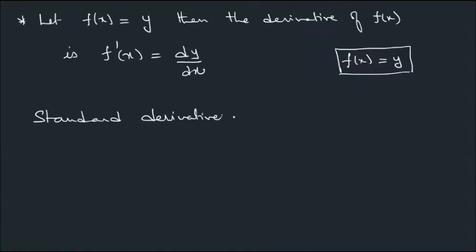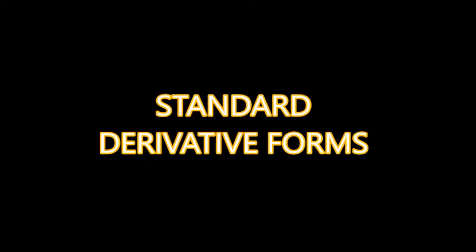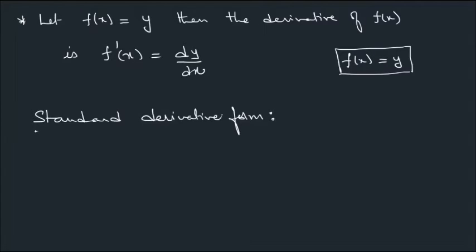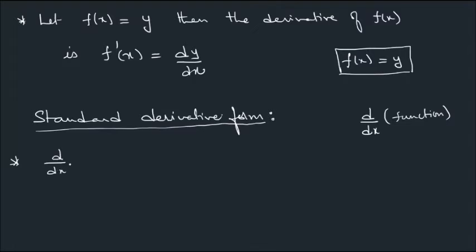Standard derivative forms. So whenever we are writing a derivative, d by dx, we will write d by dx of the function. That is called the derivative. First one, d by dx of x is 1. Derivative of x is 1. We'll have an example also for that.